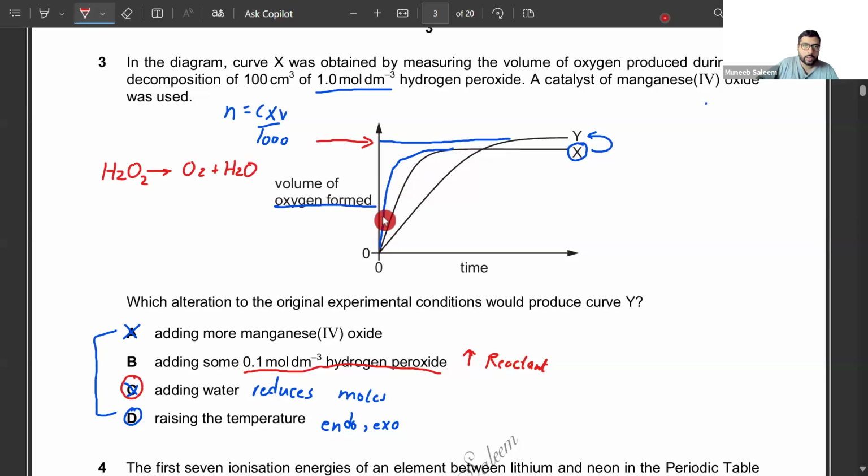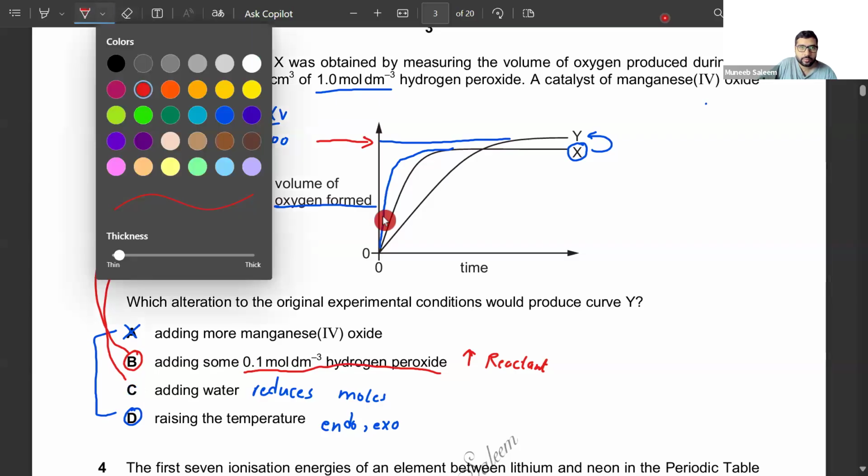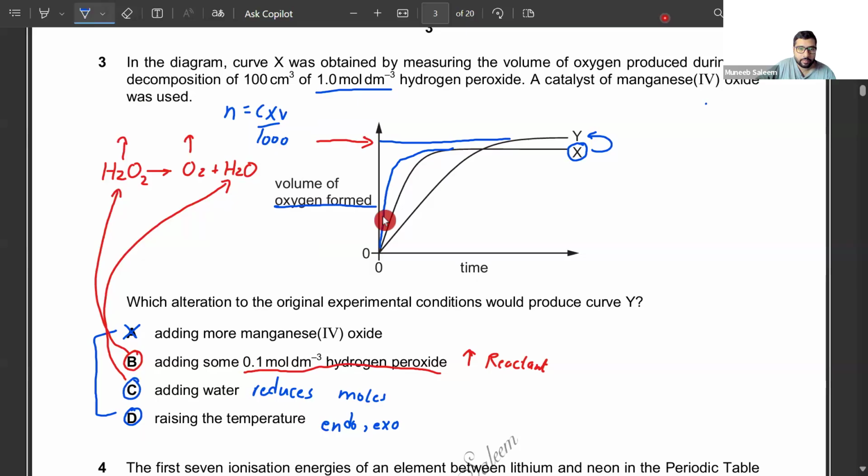And one more thing, if you look at option C again, although it's a wrong option, option C states that you add more water, but the water is a product here. It's not a reactant, so there will be no effect of it. So C is not the correct answer. The only option is B, because you are basically increasing the amount of the H2O2. And if you increase the amount of H2O2, that means you are also increasing the amount of the O2 by decomposition. So B is the correct answer.